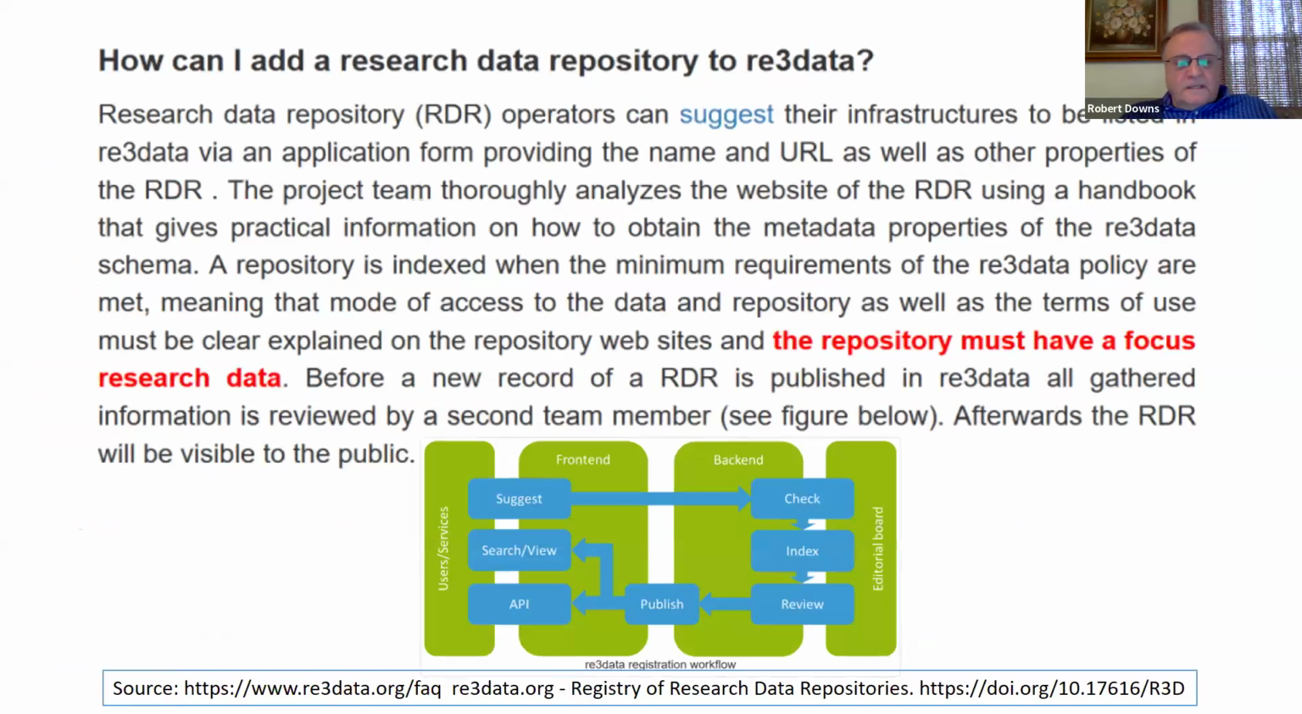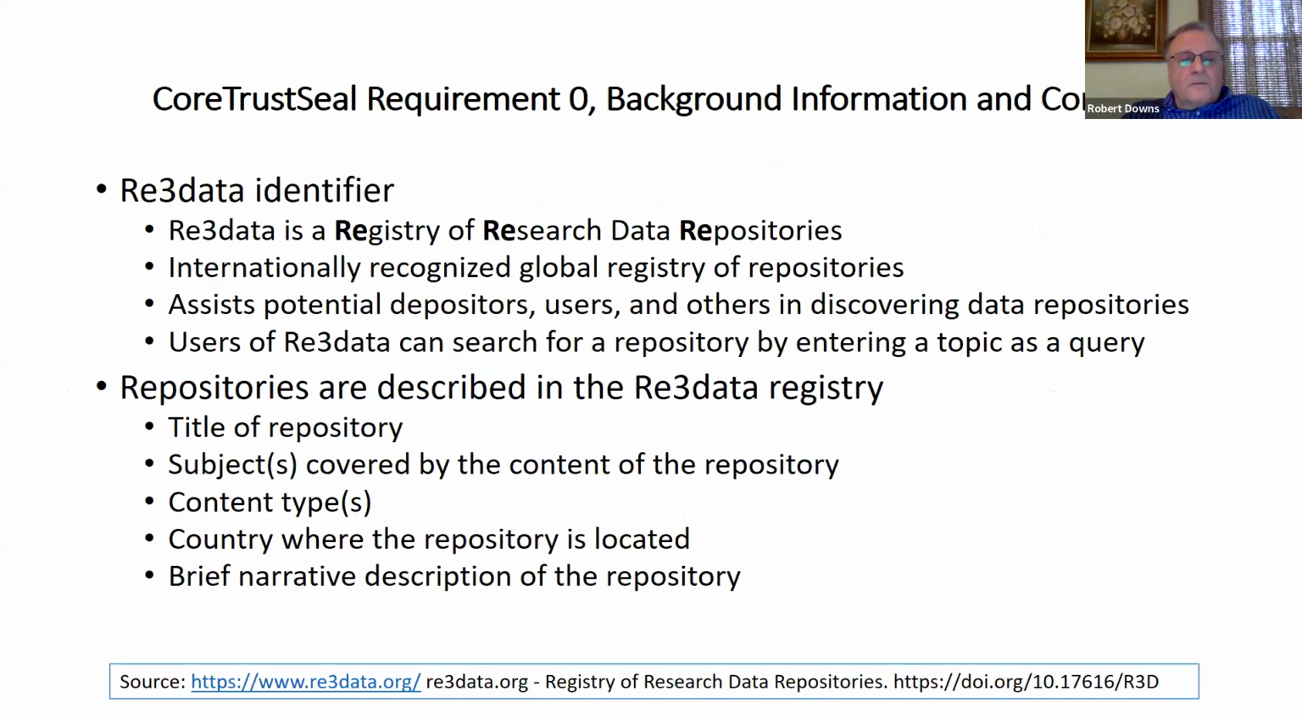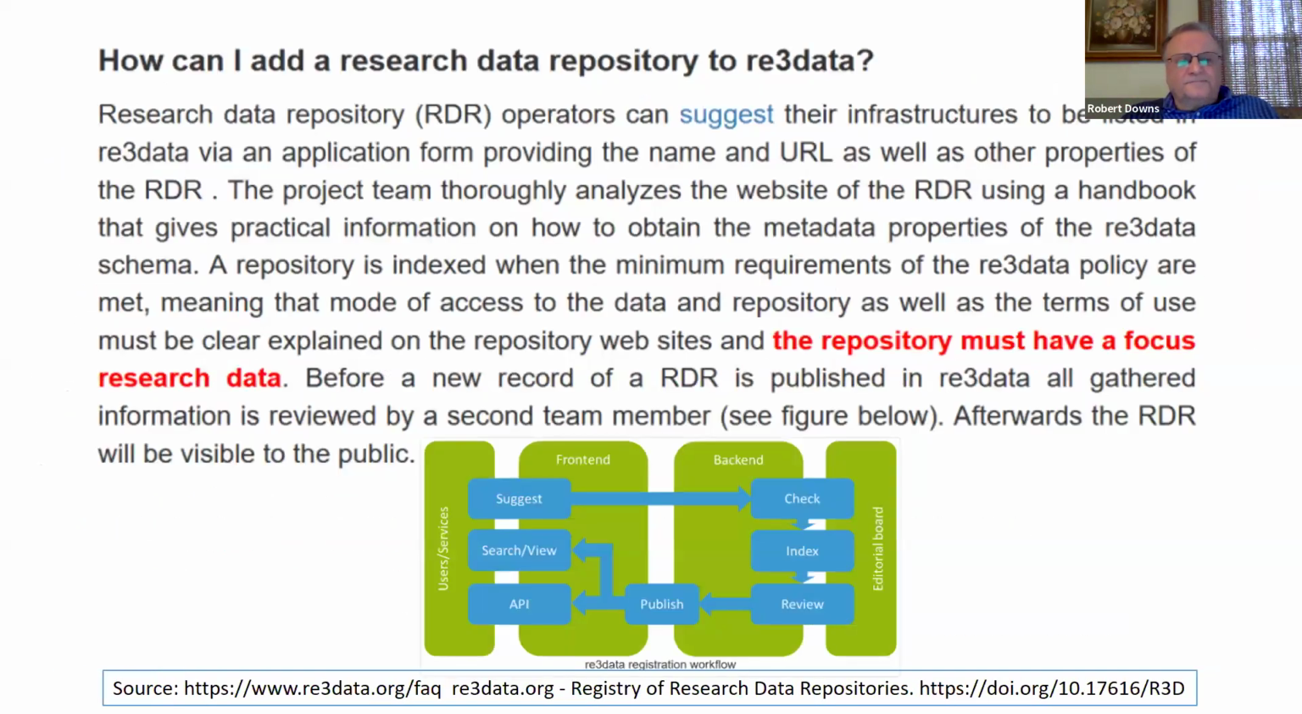So this also is copied from the re3data.org website. And basically it's instructions on how to add your repository to re3data. This is done basically by completing a form where you suggest the repository to be listed in re3data, and you answer the questions in the form, and those are the questions that I pointed to back here: the title of the repository, the subjects, the content type, the country, and the brief narrative description.